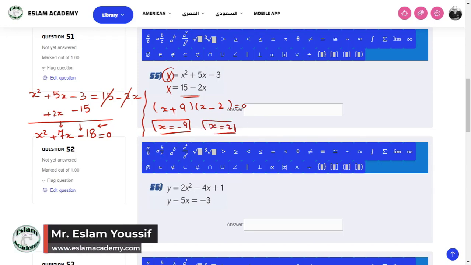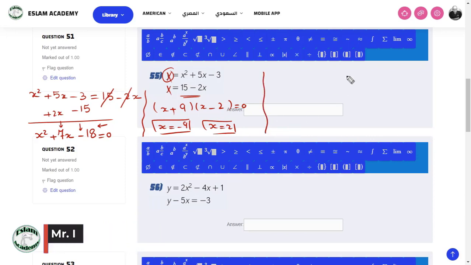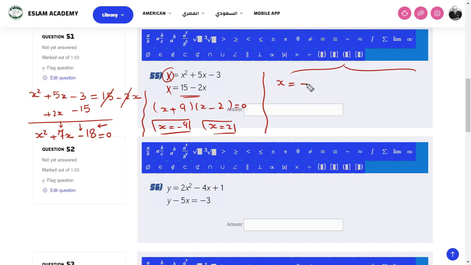Once we have x and y as two variables, we need to find the value of y. Now we have two solutions. We can find the value of y when x equals negative 9, or the value of y when x equals 2, by replacing in the second equation. So y equals 15 minus 2 multiplied by negative 9. By solving, you will find that the answer is 33.